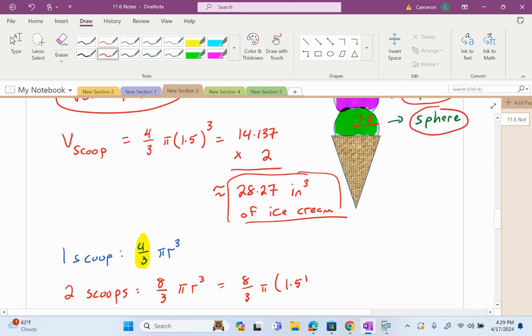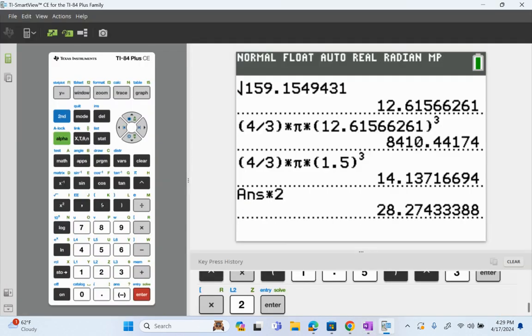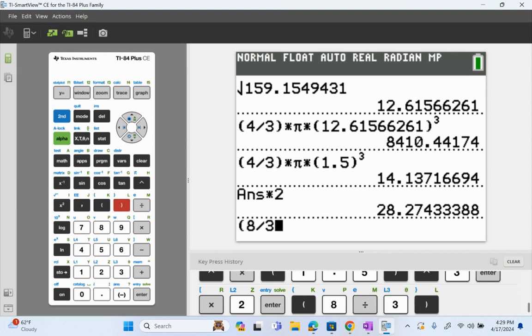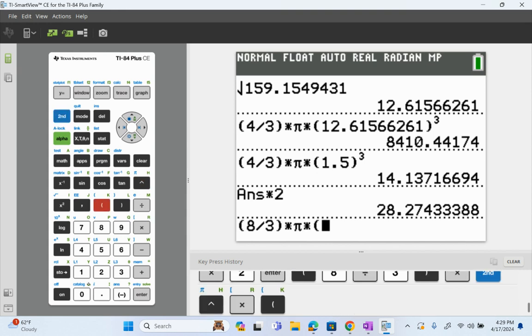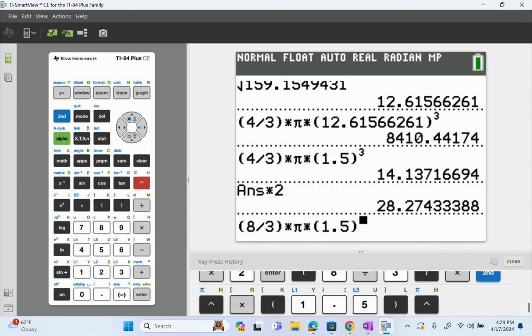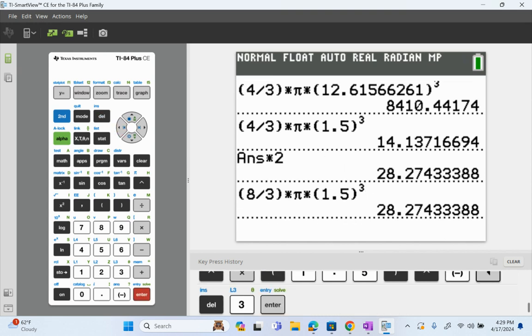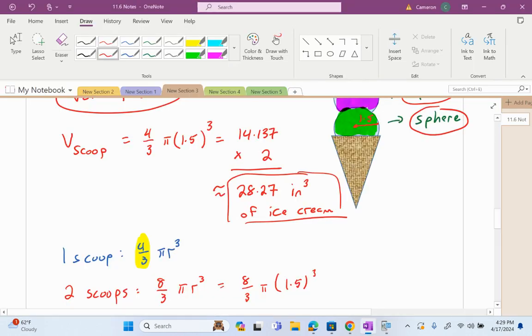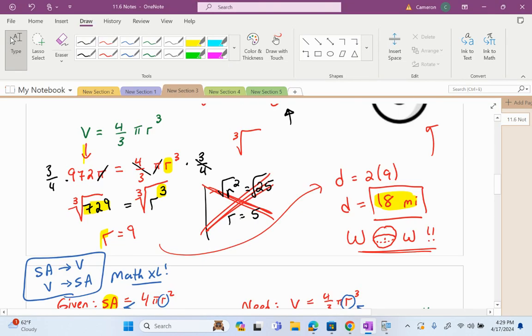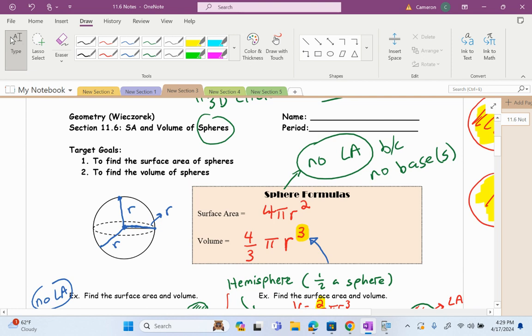8/3 pi times 1.5 cubed. Moment of truth. 8 divided by 3. Kind of like when I cut it in half before, except now I'm doubling it since I have 2 scoops, not half a scoop. Pi times 1.5 to the power of 3. Oops. 3. And we get the same answer. So again, take your pick. The only ones you're going to get on the formula sheet are the ones from the box on the first page. Any others that you want to be able to use quickly, you got to memorize or do the little tricks of just multiplying by 2, dividing by 2, and just using these as your toolbox.